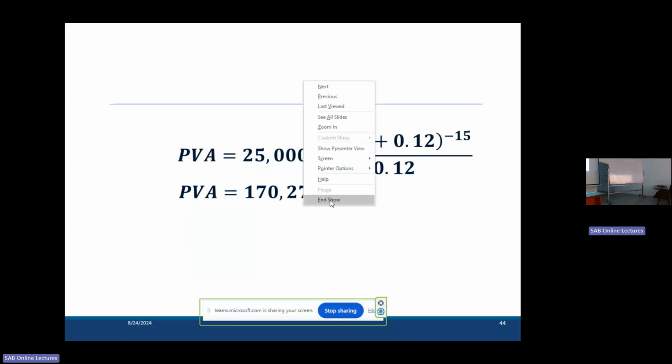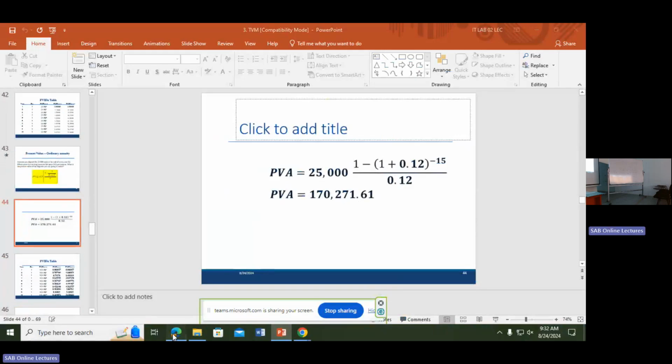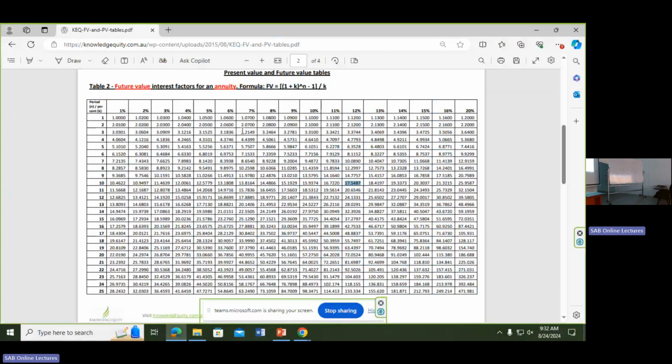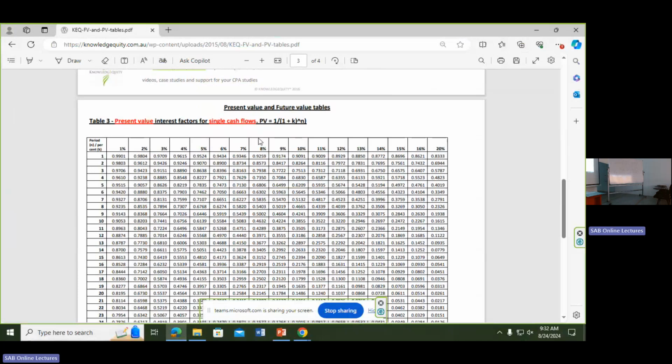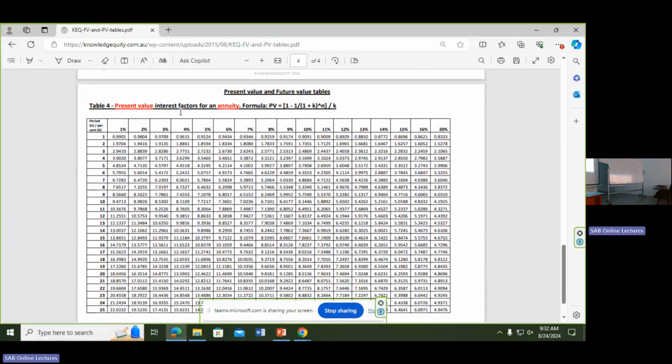So now I will show you our last time value table. This one is future value annuity. Present value single cash flow. Present value annuity. This is the applicable table. So in our example here, rate is 12%. So you have to go to the 12% column up to 15 years. 15 years means this 6.81. So you can see our present value interest factor here, 6.81. So from the table also you can get it.